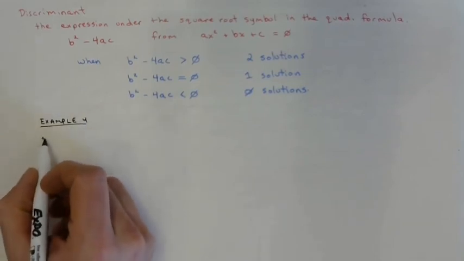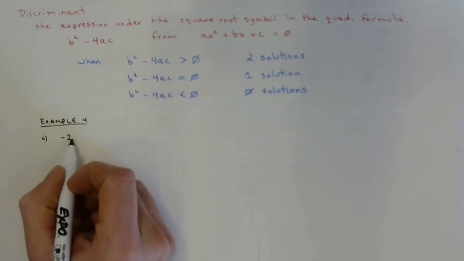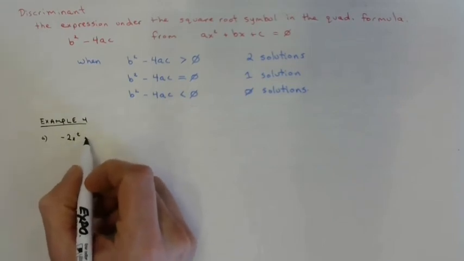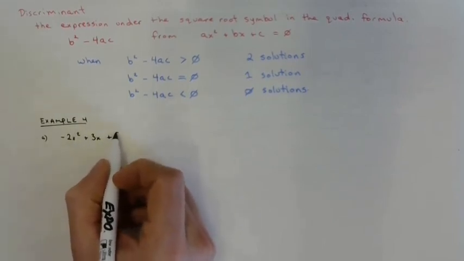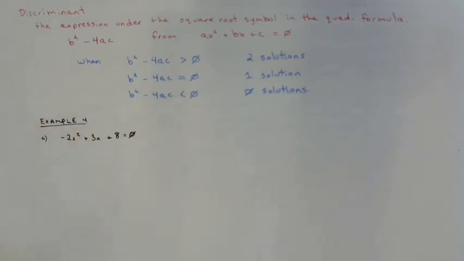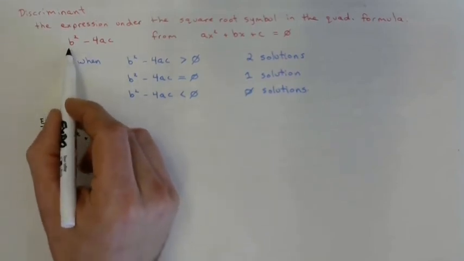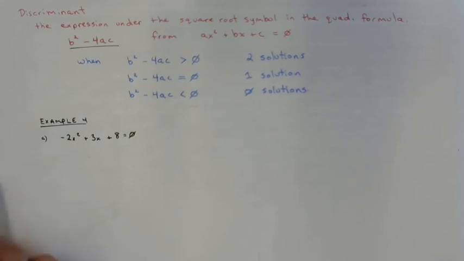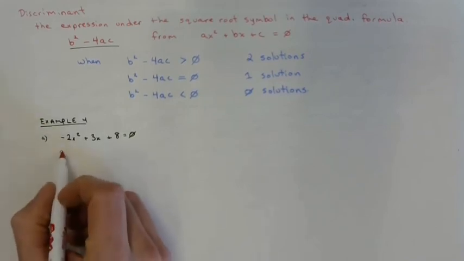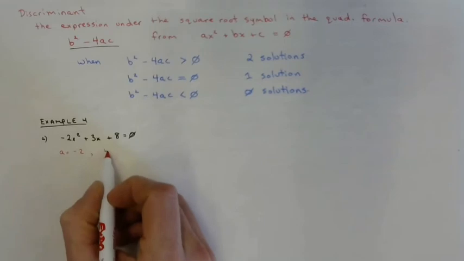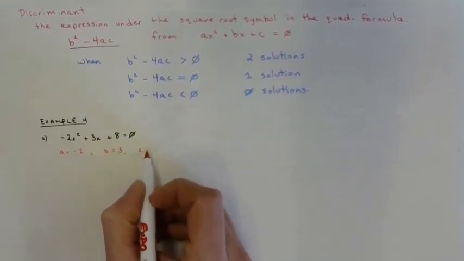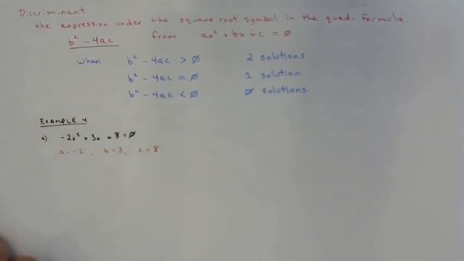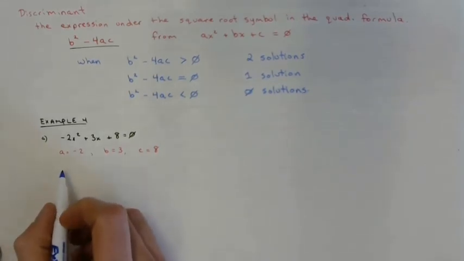Example 4a. We've got the equation 2x squared plus 3x plus 8 equals 0. All we needed to do is decide how many solutions this is going to have. So all I need to look at is b squared minus 4ac. So I still need to know what a, b, and c are. Ready? A is negative 2, b is positive 3, c is positive 8. Are you able to get those by yourself at this point?